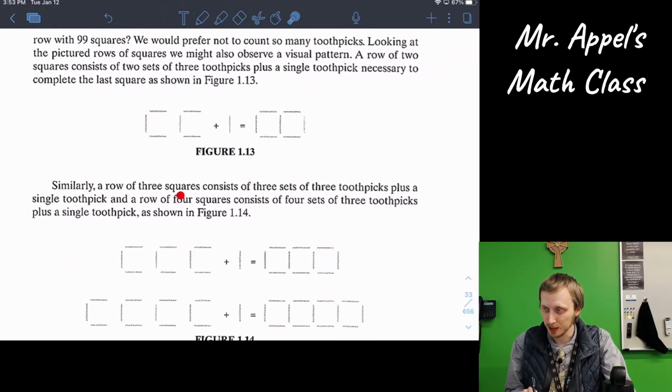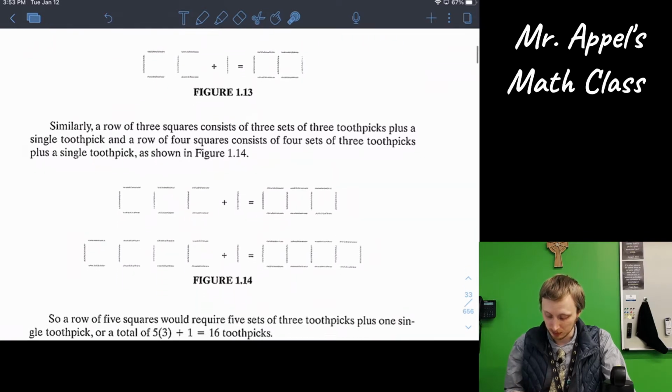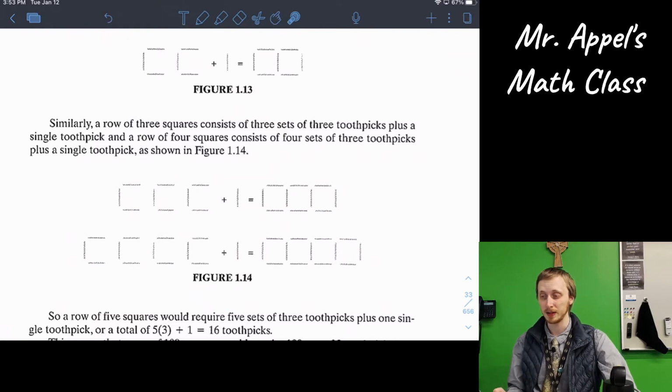Similarly, a row of 3 squares consists of 3 sets of 3 toothpicks plus a single toothpick, and a row of 4 squares consists of 4 sets of 3 toothpicks plus a single. So again, we have C, C, C, C, forming 1, 2, 3, 4 almost squares, plus that extra to get that 4th square solidified.